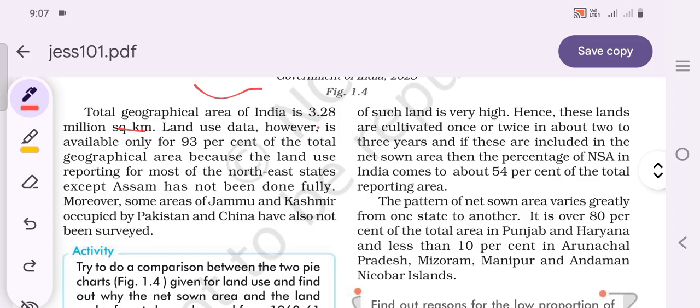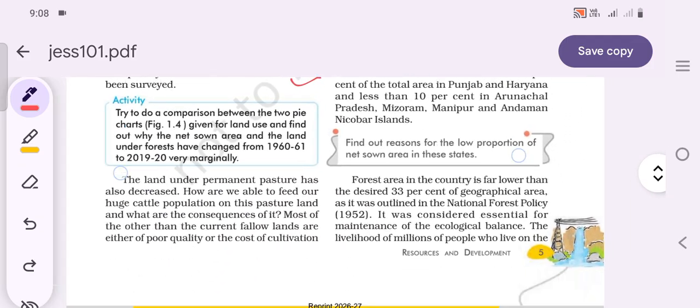Land use data, however, is available only for 93% of the total geographical area because the land use reporting for most of the northeast states except Assam has not been done fully. Moreover, some areas of Jammu and Kashmir occupied by Pakistan and China have also not been surveyed. So here it shows some areas where the land use reporting for the northeast states except Assam has not been done fully. Okay, so it is used for only 93%.